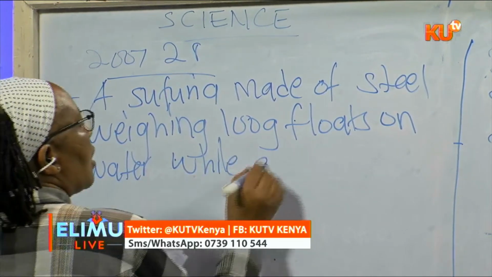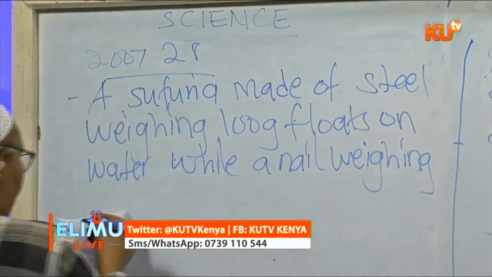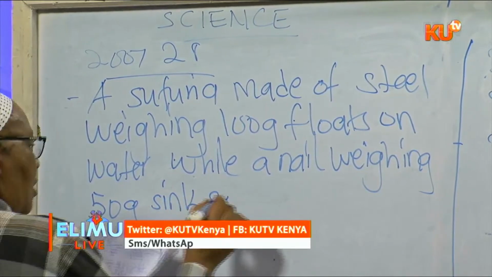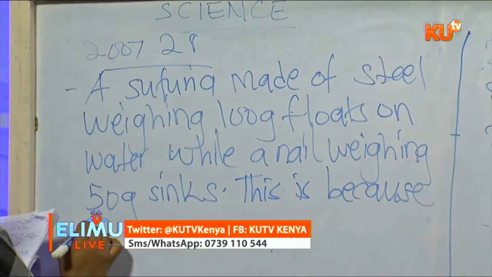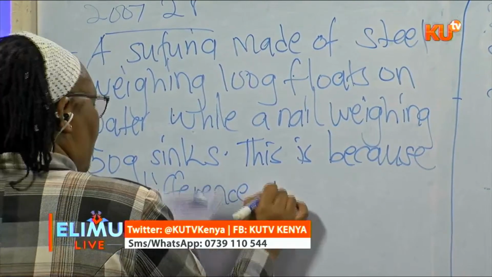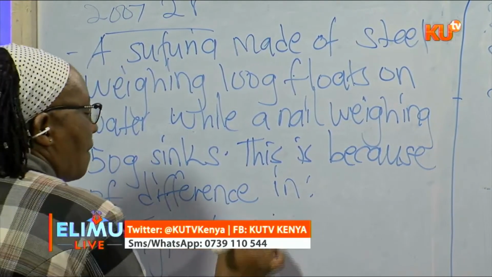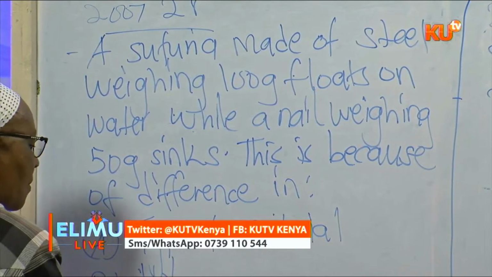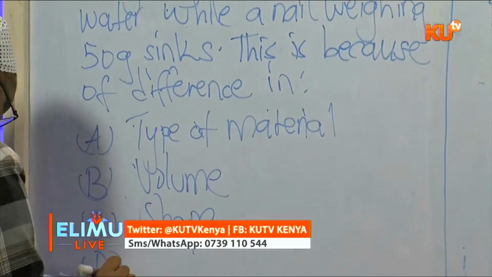while a nail weighing 50 grams sinks. This is because of the difference in, the choices are: type of material, the second one volume, and shape, and mass.